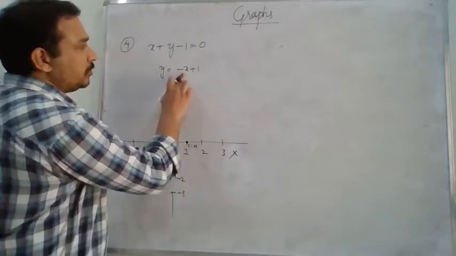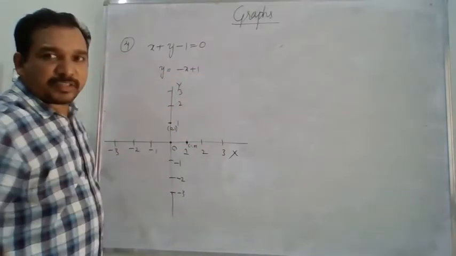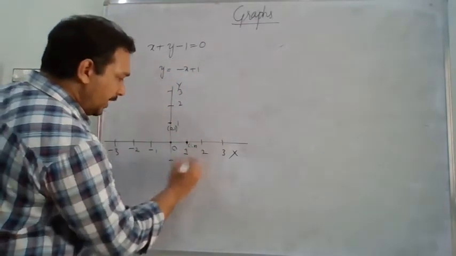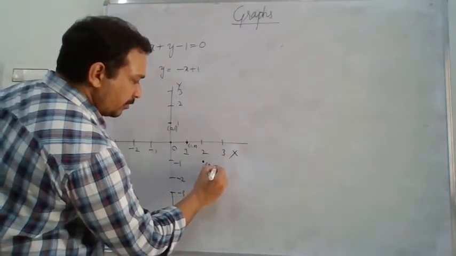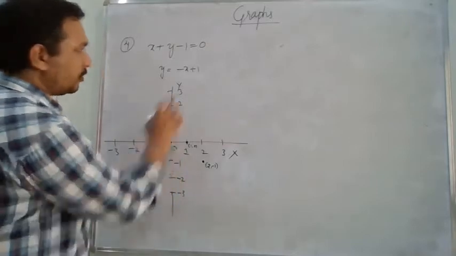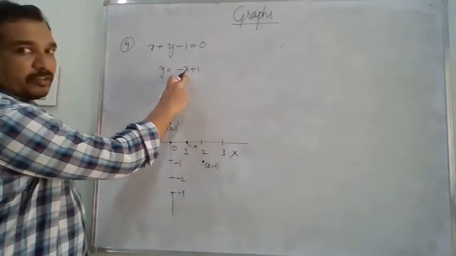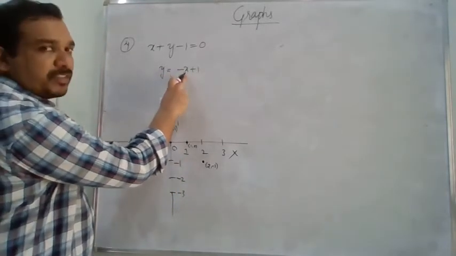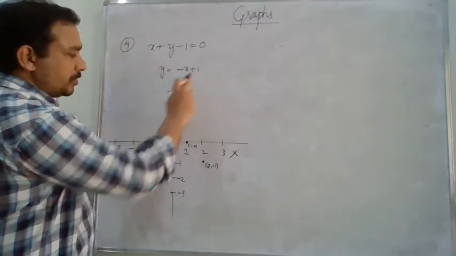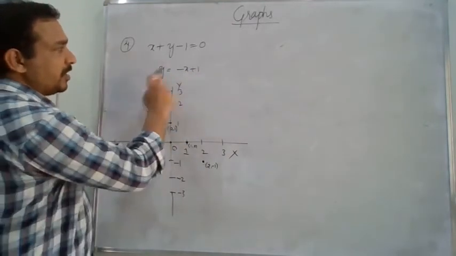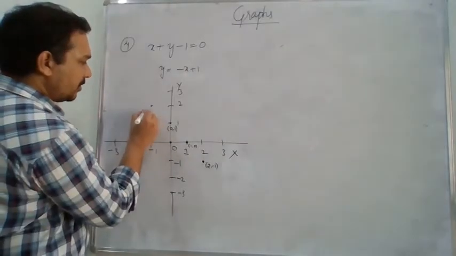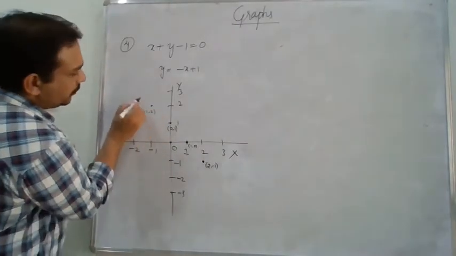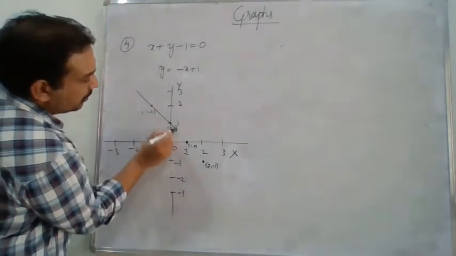Substitute x equal to 2. Minus 2 plus 1 is minus 1. So 2 comma minus 1. This is the point 2 comma minus 1. Similarly, substitute x equal to minus 1. Minus of minus 1 is plus 1. 1 plus 1 is 2. So the x value is minus 1, y value is 2. Minus 1 comma 2. This is the point minus 1 comma 2. So join all these 4 points. So this is the line.